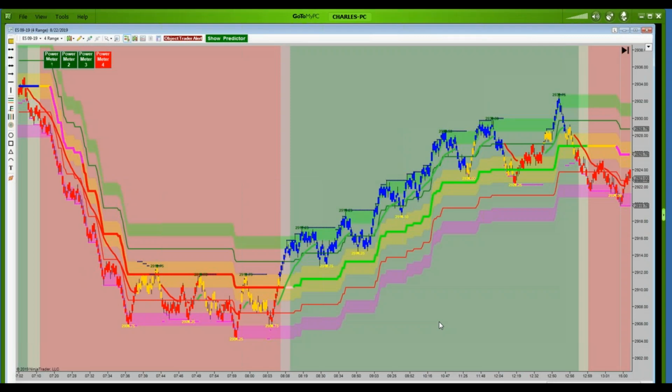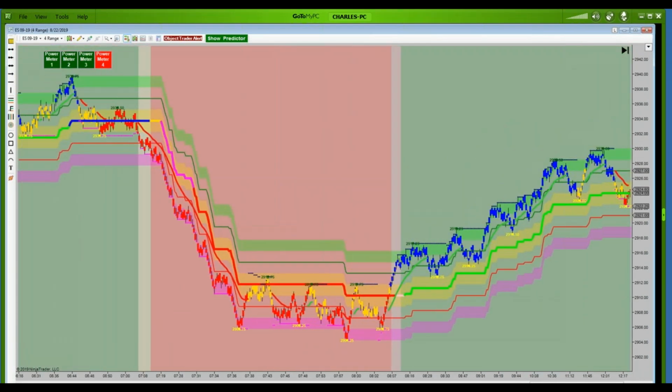Okay. Now, what's nice about this chart here is that I can illustrate on this ES chart before we get into actually looking for trades together as a team, which we'll do a lot of.